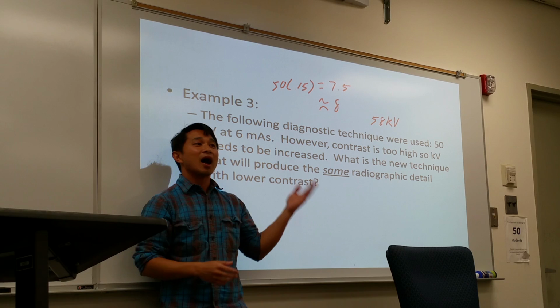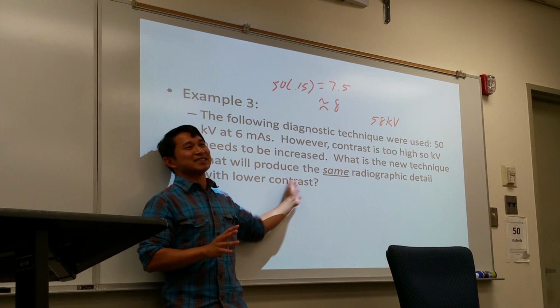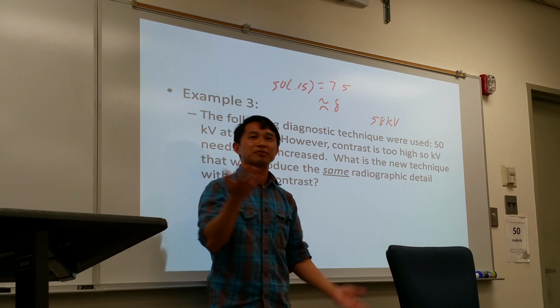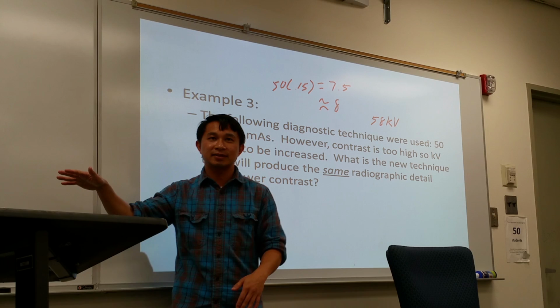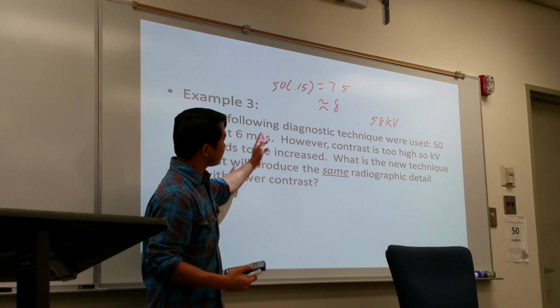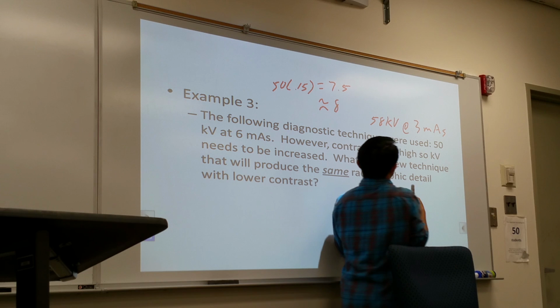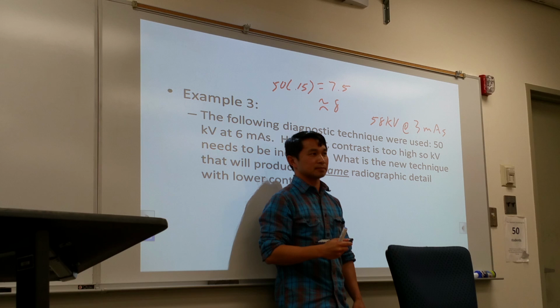Okay, so just read the question, it tells you what to do. High kV, so you need to increase kV. By increasing kV, you change the contrast, yes, but density also doubles. So you want low contrast but with the same density. To maintain the same density, what do we have to do with mAs? We have to cut the six in half. So it would be 58 kV at three mAs. So we accomplish low contrast with the same radiographic density. Any questions? This part's kind of hard.